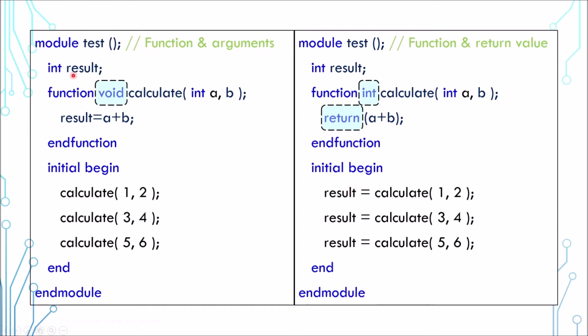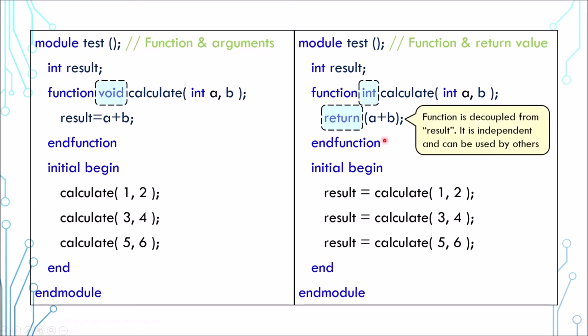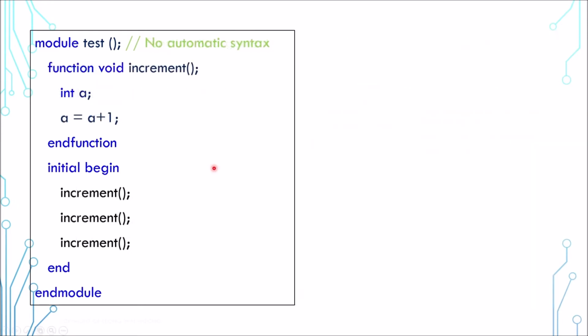The original function modifies the result variable directly. It is therefore not reusable for any other variables. The one with return value is comparatively independent and reusable. For example, if you have a new variable c, you can use the function to get the addition result and return it to c. Now let's talk about the concept of variable lifetime.